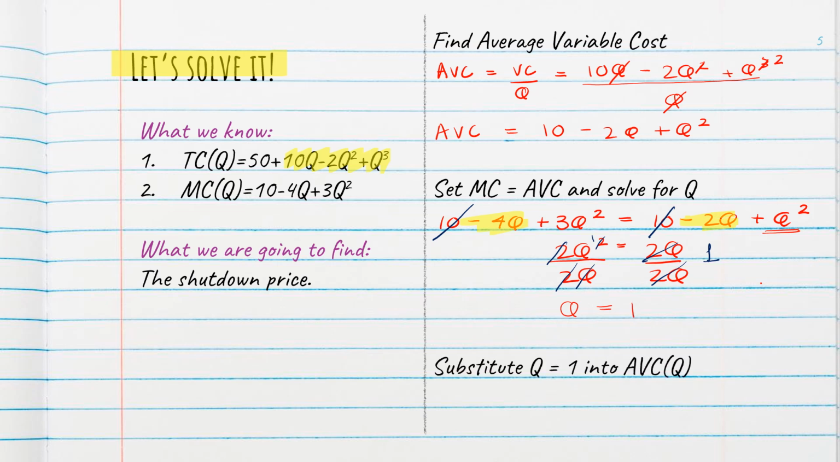Once we know that the minimum point on the average variable cost is where output is 1, we substitute that value back into the average variable cost curve to find the shutdown price. So we can say that the shutdown price, PS, is equal to average variable cost evaluated at 1, 10 minus 2 times 1 plus 1 squared. That equals 10 minus 2 plus 1, which is 10 minus 1, or 9. So the shutdown price is equal to $9.